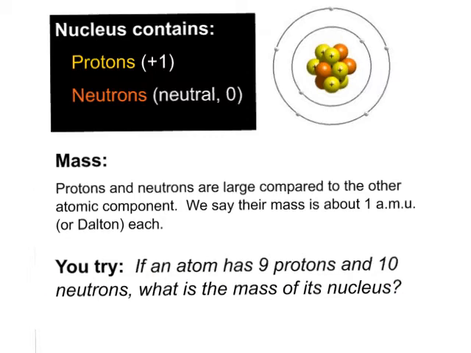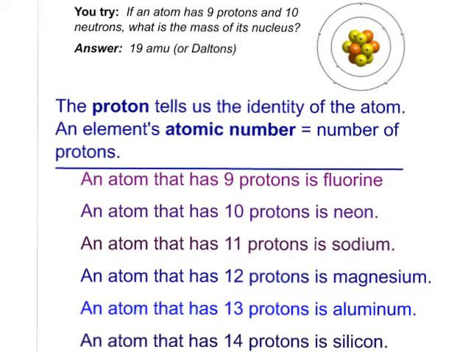So here, you try this little problem. Pause the video and see if you can get it right. If an atom has 9 protons and 10 neutrons, what is the mass of its nucleus? Here's the answer: 19 atomic mass units, or Daltons. Remember, each proton is worth 1 atomic mass unit, and each neutron is worth 1 atomic mass unit. We have pretty simple math. 9 plus 10 is 19, and that is the mass of that nucleus.